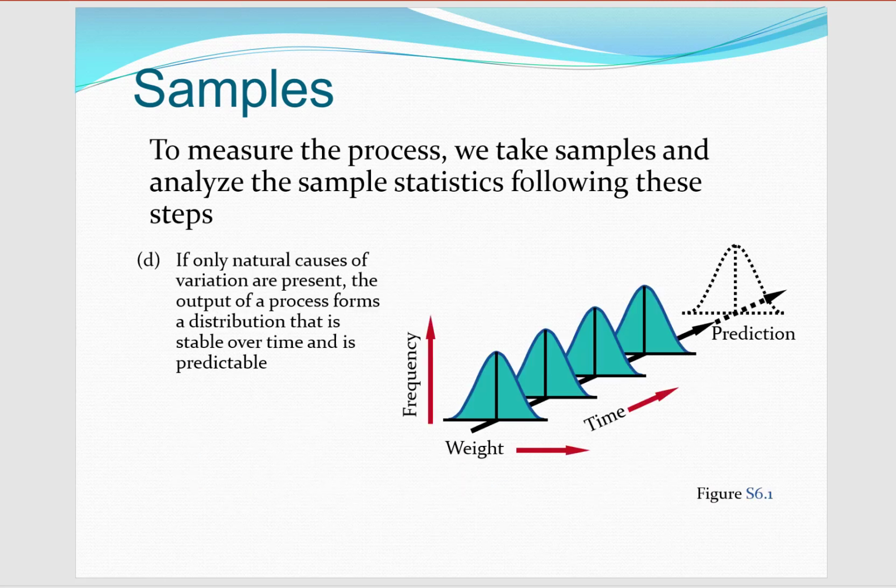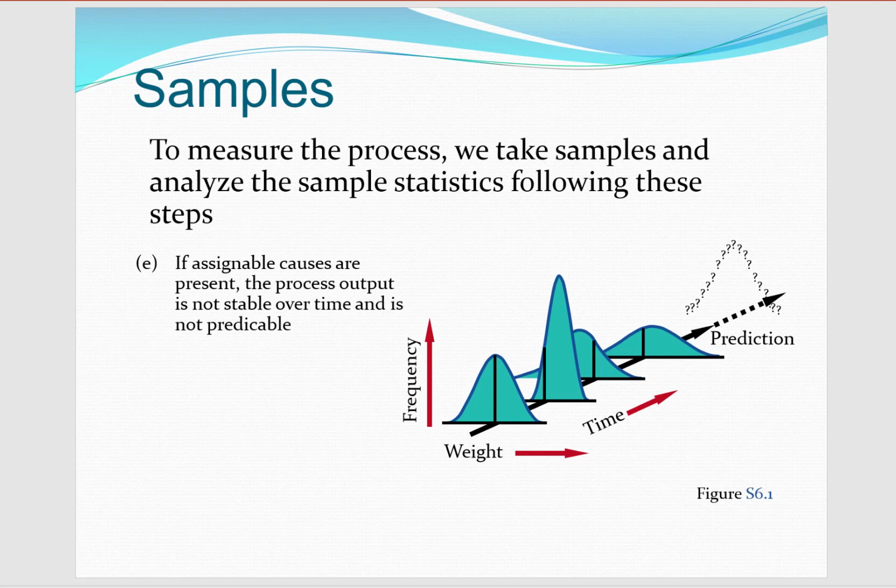So when we collect these samples and these distributions form, it could be that these distributions only exhibit natural causes of variation. And if they do, then you will get a shape like this that you see over here, that time after time after time, the process performs consistently the same over time. And so when a process looks like that, then it's easy for us to predict what it's going to do the next day over time.